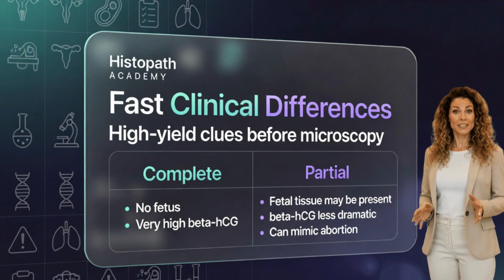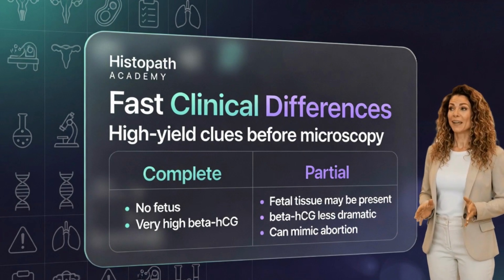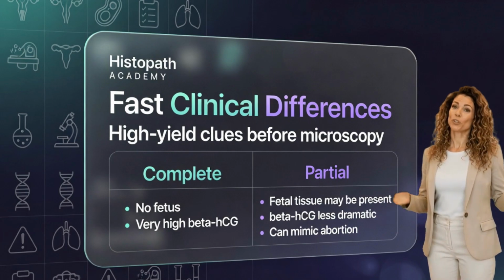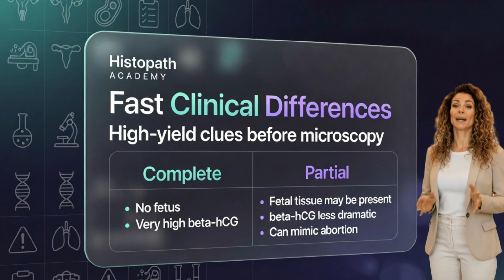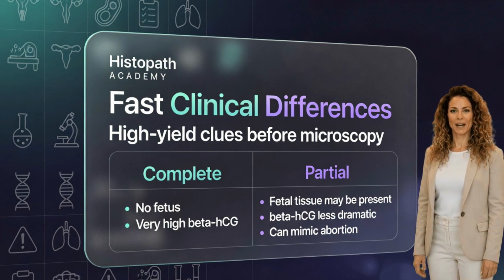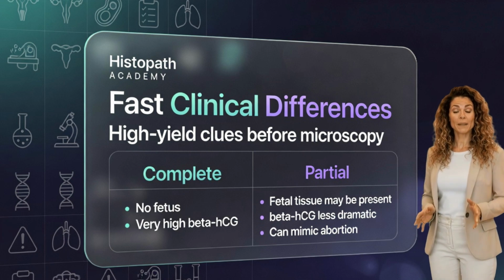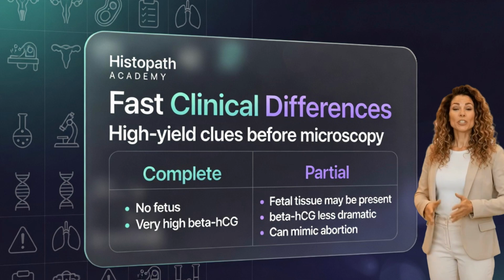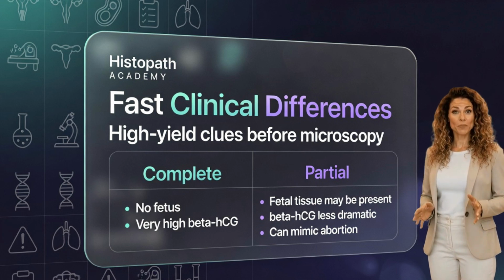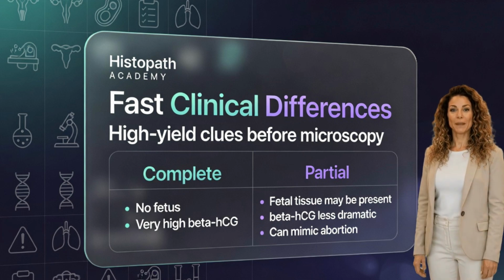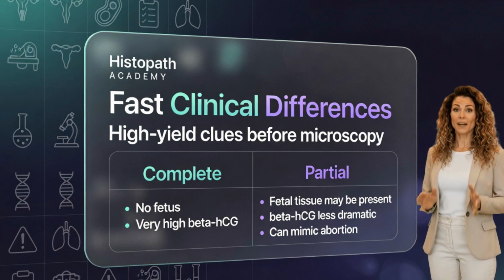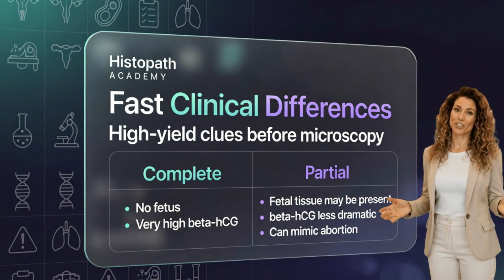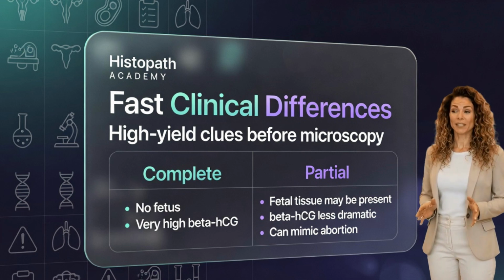Fast clinical differences. Clinically, keep it simple. Complete mole usually means no fetus, and beta hCG can be very high, so symptoms may be more dramatic. Partial mole may have fetal tissue, the beta hCG elevation is less dramatic, and it can mimic an abortion, which is a classic trap. So when you see first trimester bleeding, correlate ultrasound and hCG and confirm on pathology.